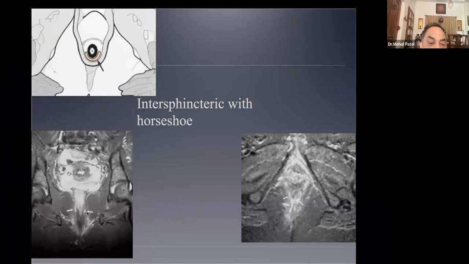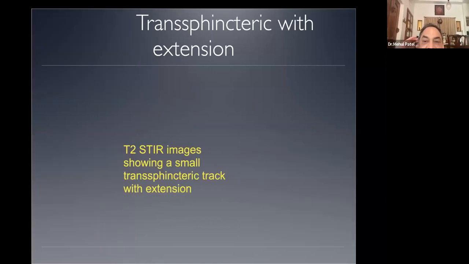And on the coronal plane, you're going to see the horseshoe as two little dots, right? So these are the two little dots. So this is the axial and this is the coronal, okay? So this is an intersphincteric with a horseshoe.